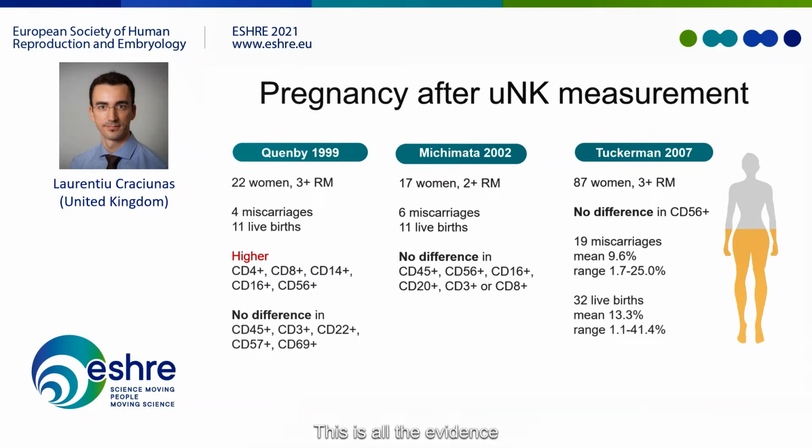This is all the evidence linking uterine natural killer cells with pregnancy outcomes in a prospective way. Why do we believe they are detrimental? Why are we offering empirical treatments that have no proven benefits?